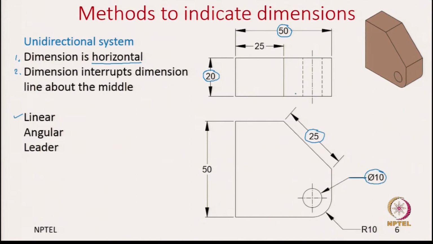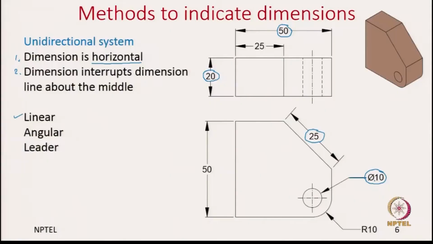Irrespectively, this unidirectional system we always retain horizontal. So, the text is horizontal. Here we have seen the unidirectional system, where the text is always horizontal and it is interrupting the dimension line. And in the previous aligned system, depending on the dimension line, your text is always parallel to the dimension line. So, most often people follow this unidirectional system. Depending on the industry you work in, it changes whether it is a unidirectional system or an aligned system.